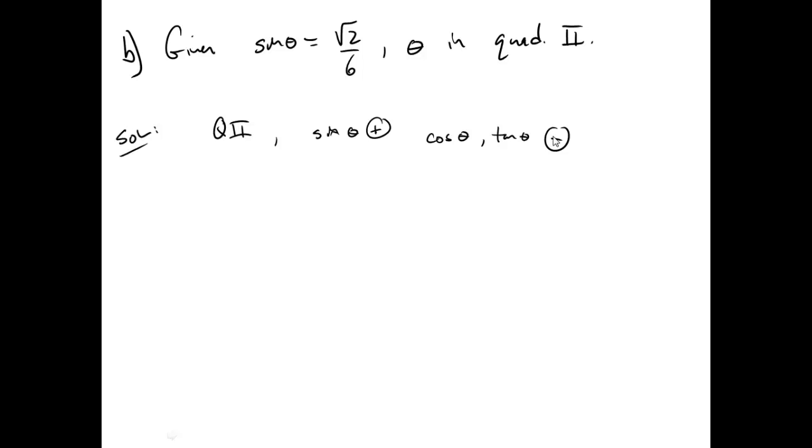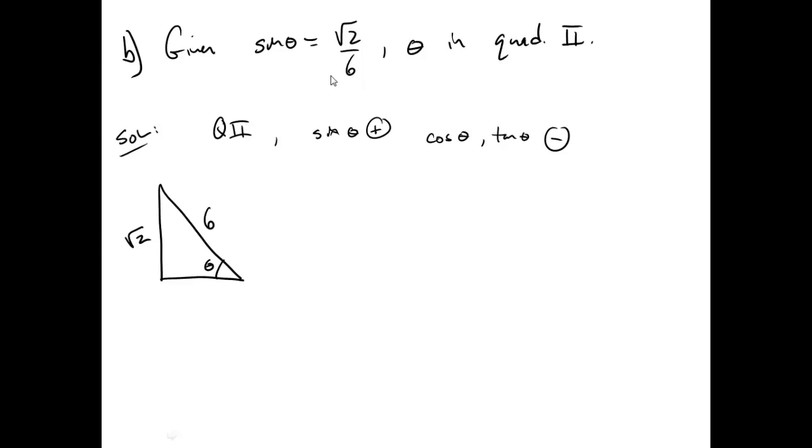And knowing that sine theta is equal to root 2 over 6, I'm going to fill out a right triangle. Here's theta. Sine of theta, remember, is opposite over hypotenuse, so the opposite of theta is root 2. The hypotenuse here would be 6, opposite over hypotenuse.